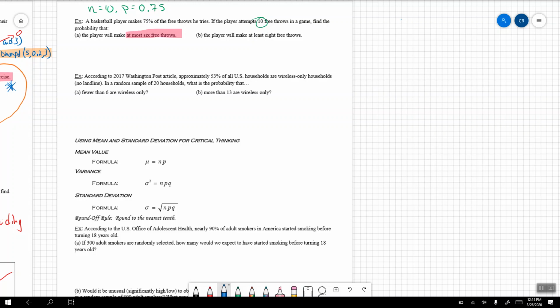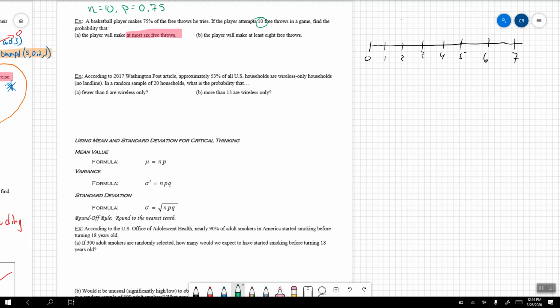Now I'm going to do my work over here on the right hand side. So at most 6 free throws. Could he make 0? Yes. Could he make 1? Sure. 2? Yeah. So on and so forth. 3, 4, 5, and finally 6. Now I'm going to extend this number line just a little bit more. 7, so on and so forth. At most. This means that he cannot make any more than 6 free throws. So no more than 6 free throws.